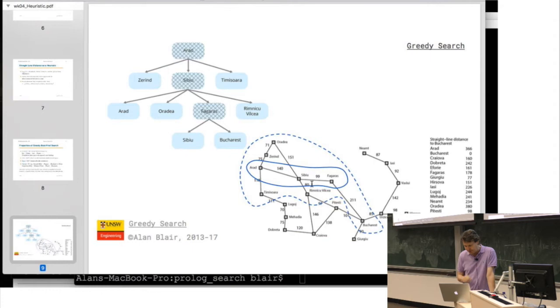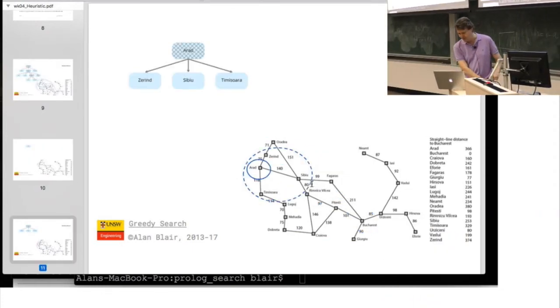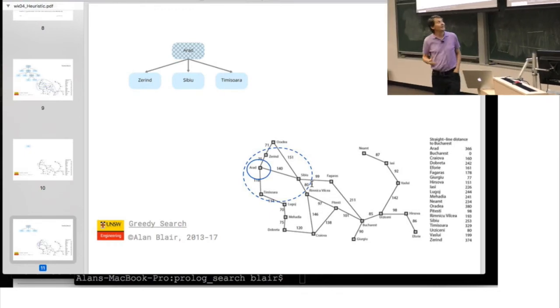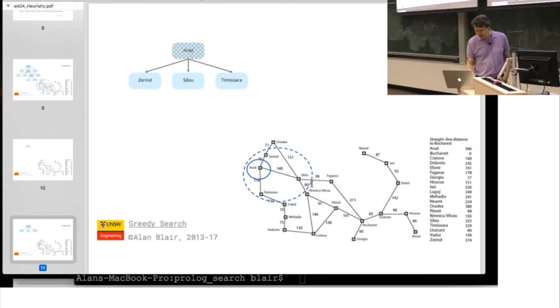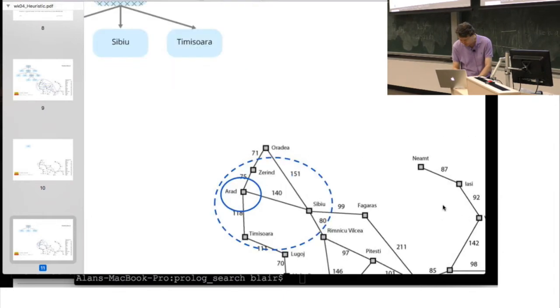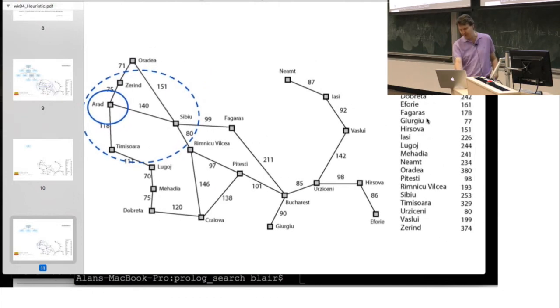Okay, so greedy search. Again, we expand Arad first, but now we're making the choice. What greedy search does is it always expands the node that's closest to the goal. It's a bit hard to read these numbers, but Sibiu is 253 and Timisoara is 329, so you can tell Sibiu is closest to Bucharest. So it expands Sibiu next.